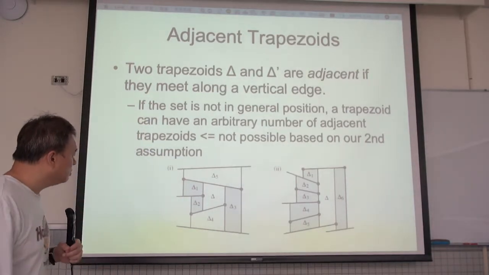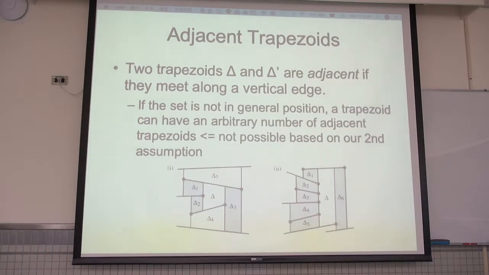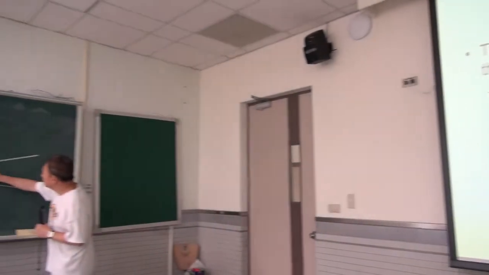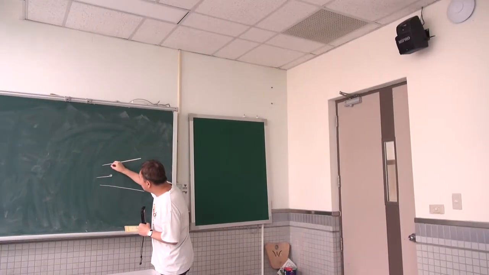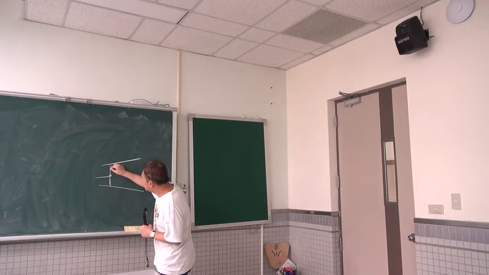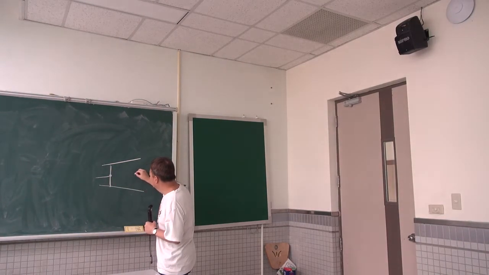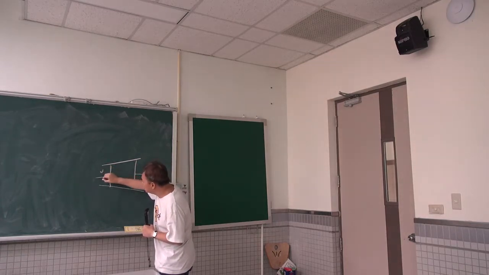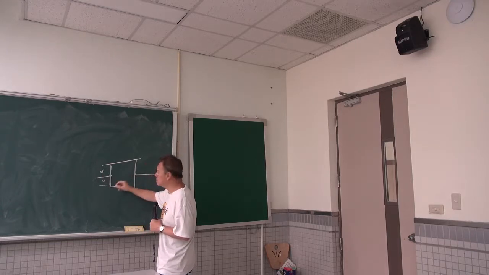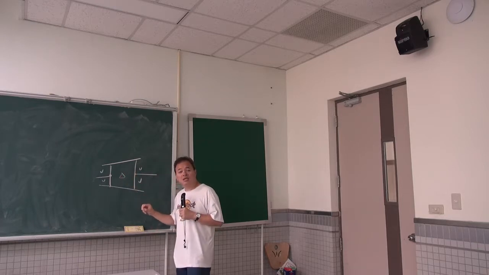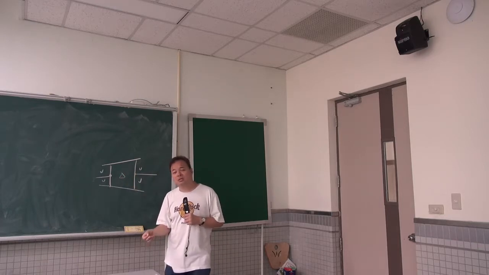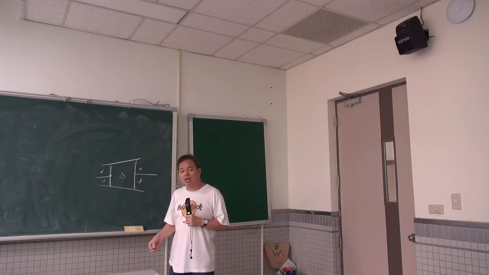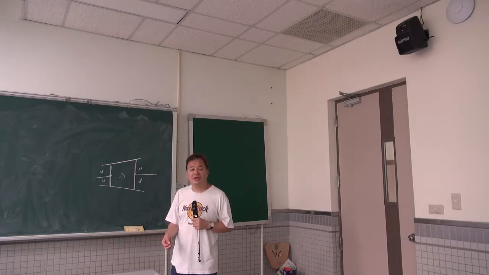So it will be something like this. This one contributes this left side. This is left P, and this one is right P. So in this case, you have these 2 as your left adjacent trapezoids and these 2 as your right adjacent trapezoids. That's the most number of adjacent trapezoids one trapezoid could have.